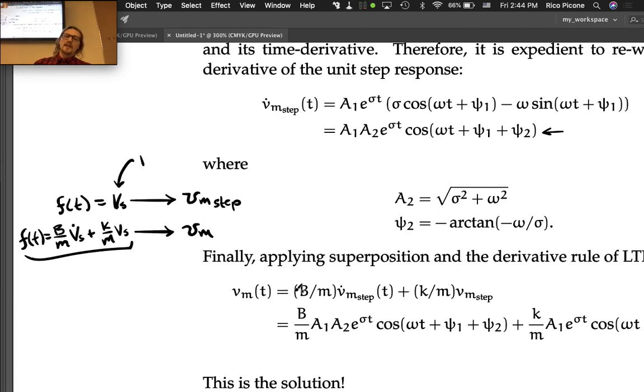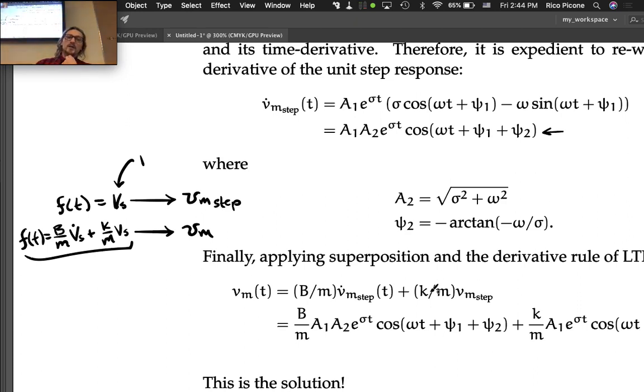And what you see is that Vm is equal to b over m times VM step dot, which used the principle of superposition and the derivative property in the same step. So what it did was it said, okay, if I know that the solution is VM step when I put in Vs, then I know when I put in Vs dot, I should get out VM step dot. And I know if I put in a factor scaling the input, that factor shows up on the output. So I used the derivative property, and then I used superposition.